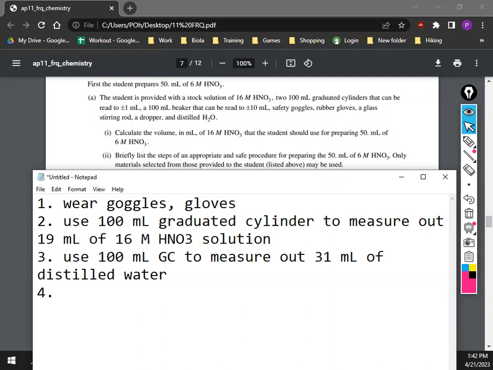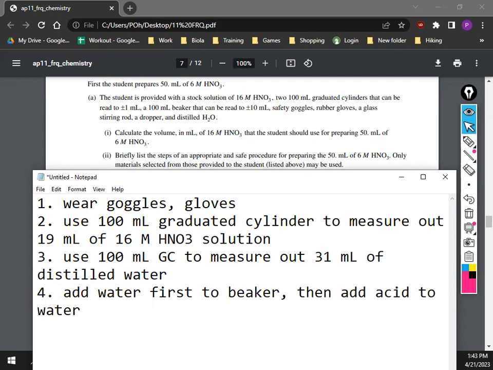And that's the part I was going to get to. This is in your reading, but we didn't really talk about it in class. The most important thing here is that you want to add the water first. Okay. Add the water first to the beaker. Then add your acid to the water. So Josie, if you wrote, measure out distilled water, add it to the beaker, measure acid, add it to the beaker, that's fine. But if you did it the other way, then it wouldn't work. Yeah, good question.